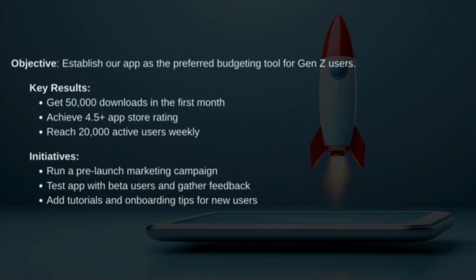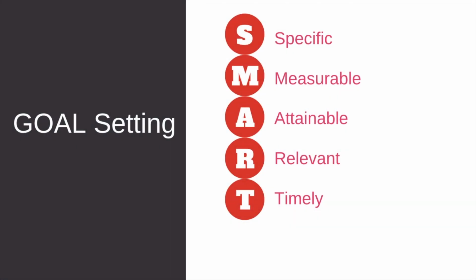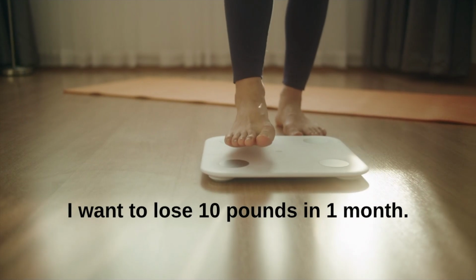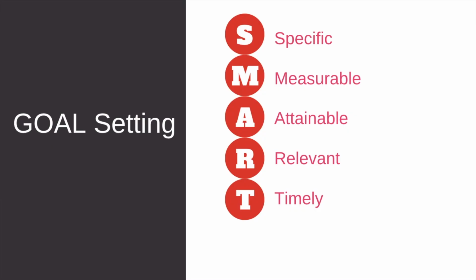When you are setting key results or goals, they should be SMART. Let us understand SMART goal with an example. I want to lose 10 pounds in 1 month. First goal should be specific. It means the goal should clearly state, what do you want? Not just be healthy, because health could mean different to different people.